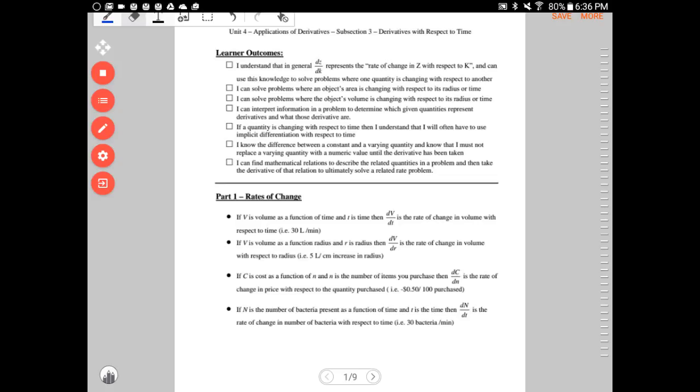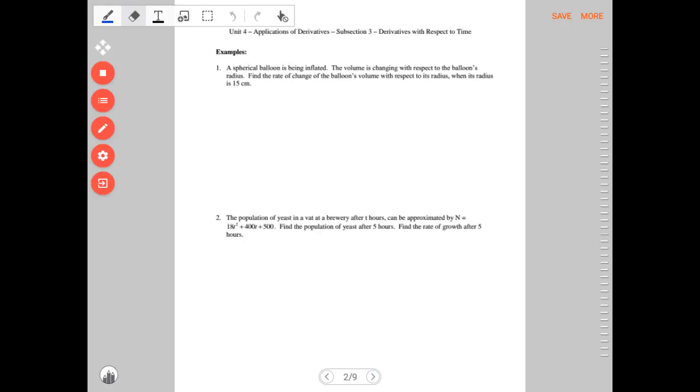Okay, so if C is the cost as a function of n, and n is the number of items you purchase, then dC dn is the rate of change in the price with respect to the quantity purchased. And the last one, if N is the number of bacteria present as a function of time, and time is t, then dN dt is the rate of change in the number of bacteria with respect to time. So say like 30 bacteria per minute, something like that. Okay, so let's get started.